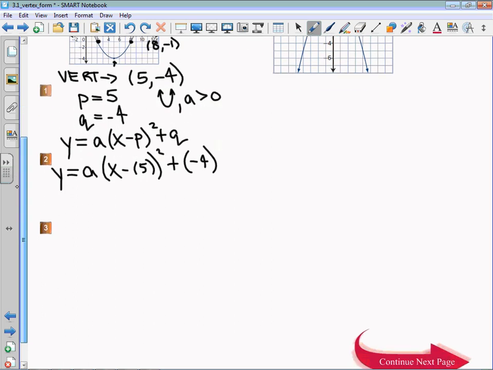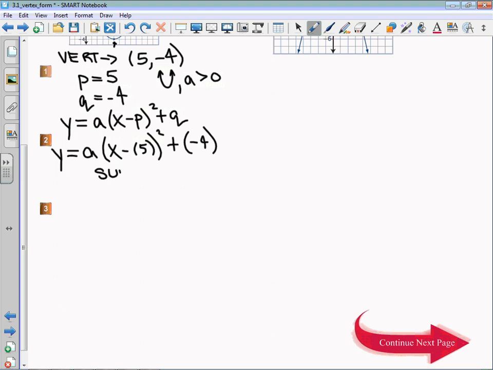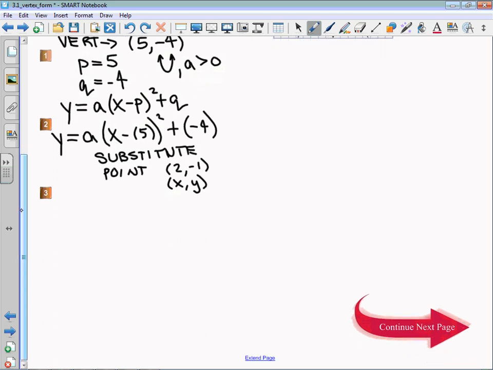So what I'm going to do is substitute the point (2, -1). Remember that any point is an x, y coordinate, which means I can take the function I just had and put 2 in for x and -1 in for y. I would get that -1 is equal to a times (2 minus 5) squared minus 4.